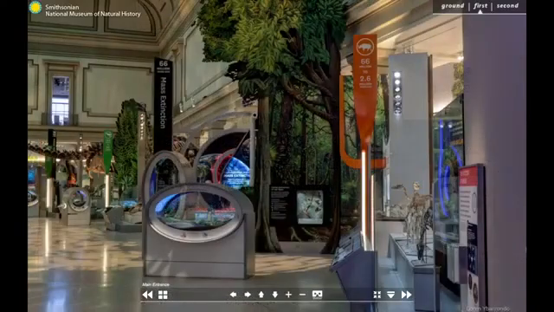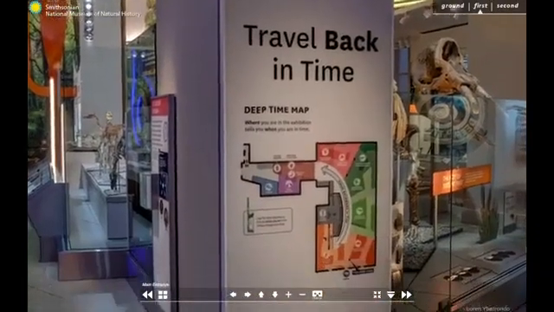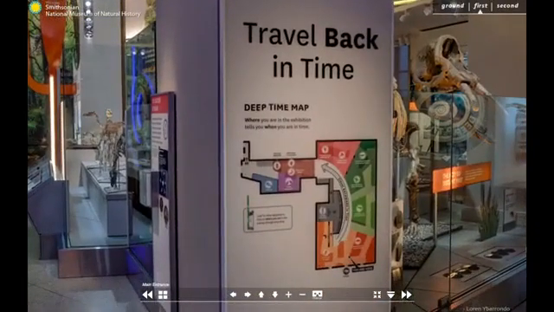The exhibition is arranged by time period and was designed so that it could be explored going either forward or backward in time. On a corner wall between enclosed displays, a deep time map of the hall is displayed entitled, "Travel Back in Time." It depicts all of the exhibits grouped by colors correlating to time periods, and states, "Where you are in the exhibition tells you when you are in time."